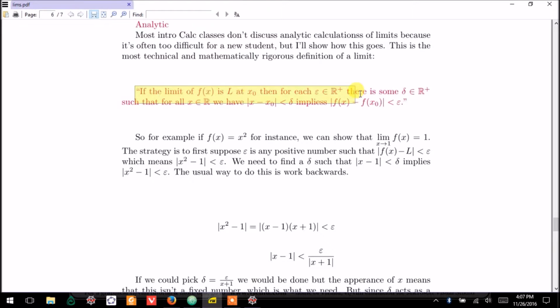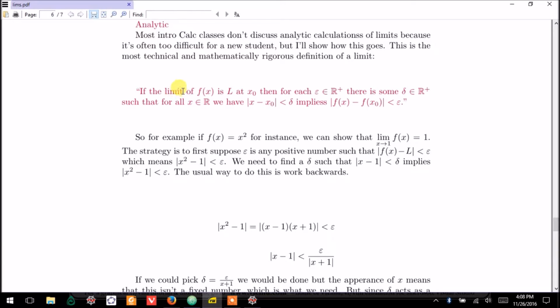Because it is more rigorous, it is also much more difficult, and therefore most introductory calculus classes don't even talk about this. They just skip it, and a math major will typically encounter this material in a later class. But I'll go ahead and present it here. You don't need to know it, but if you are just interested in the more rigorous foundations of the subject, I present it here. So here's the definition.